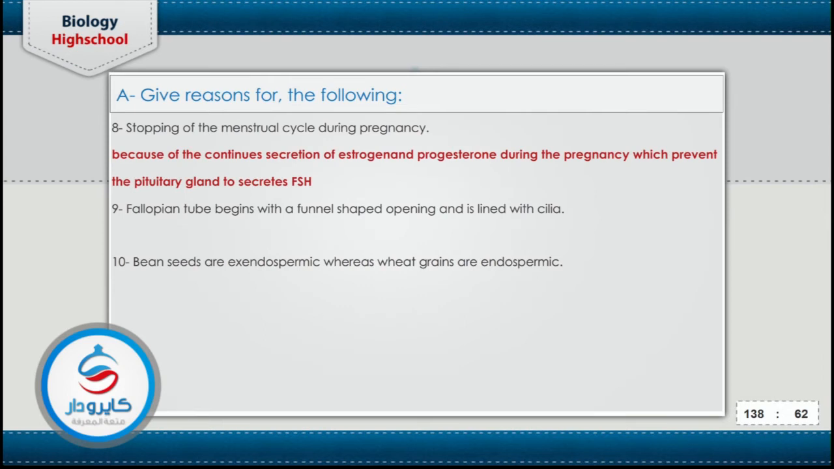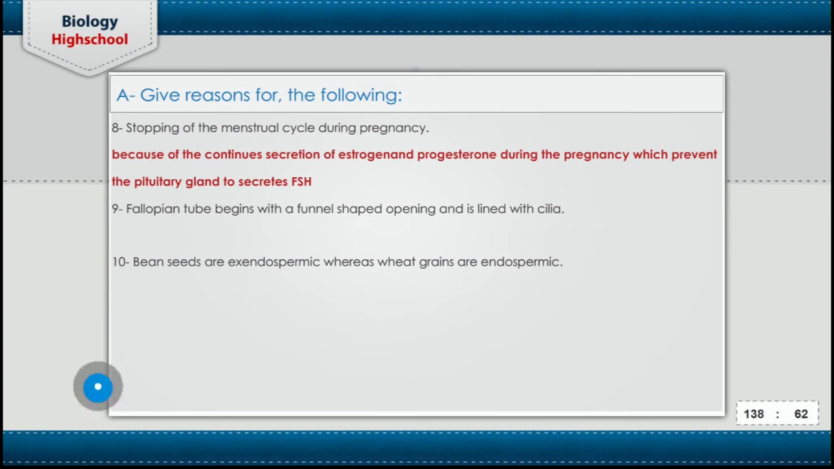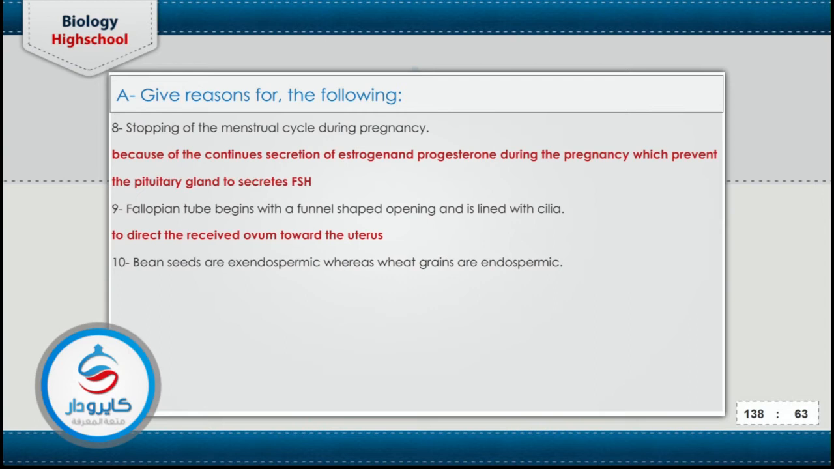The fallopian tube begins with a funnel shaped opening lined with cilia. The funnel shaped opening has finger-like protrusions for picking up the mature ova produced from the ovary, directed by the presence of cilia inside the fallopian tube, where fertilization takes place in the first third part. After that, the ovum or the zygote can pass inside the fallopian tube due to the presence of the cilia.